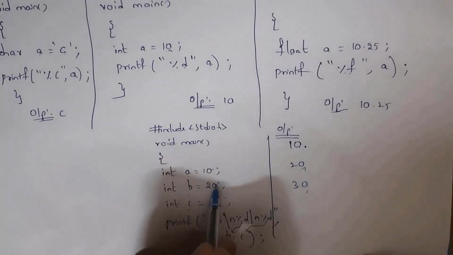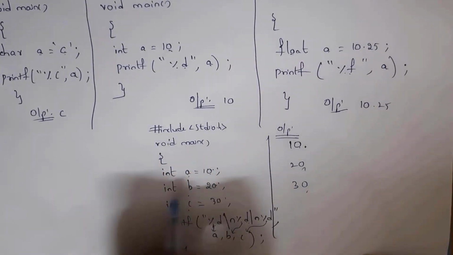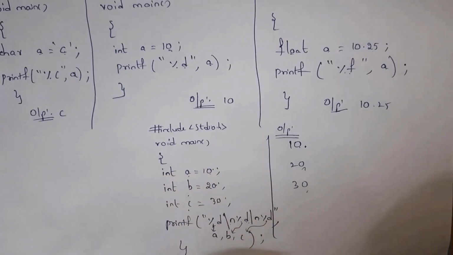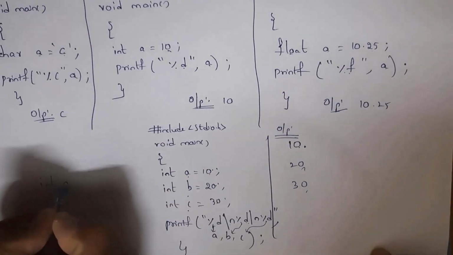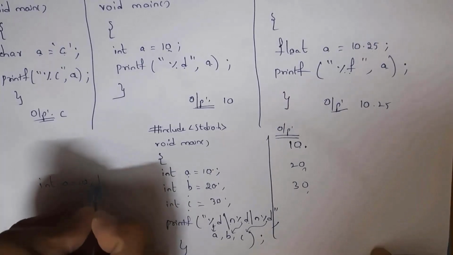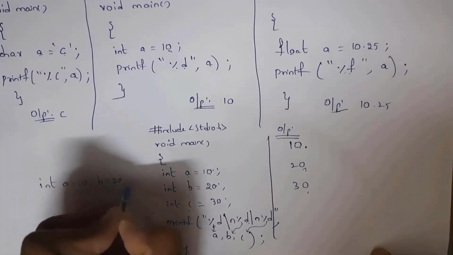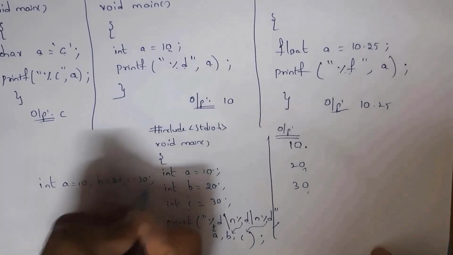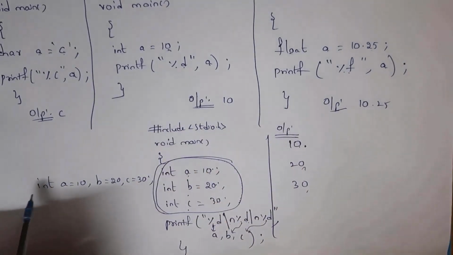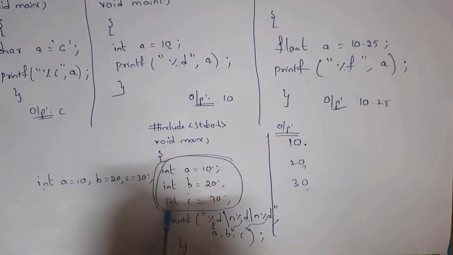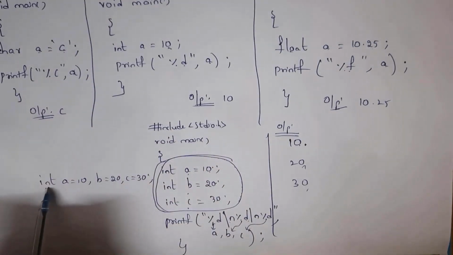Guys, these 10, 20, 30, these 3 are of similar data type, that is int. So instead of writing like this, you can also write like this: int a equal to 10, comma, b equal to 20, comma, c equal to 30, semicolon. Instead of taking 3 data types for 3 variables, you can also take a single data type, because all these are of similar data type. So I took here a single data type.